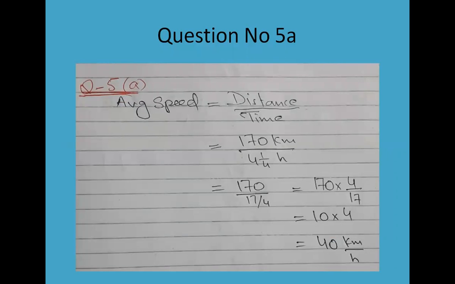Okay, so you know average speed is equal to distance divided by time. So 170 kilometers divided by 4 whole 1 by 4 hours. So this mixed number, I will convert it into an improper fraction. So 170 divided by, and downstairs you will have 4 into 4 is 16, 16 plus 1 is 17. So it will be 17 by 4. When you bring this fraction upstairs, it will reciprocate. So 170 into 4 by 17. This 17 and 170 can be cancelled. So you will have 10 into 4, and that will be 40. So the average speed will be 40 kilometers per hour.